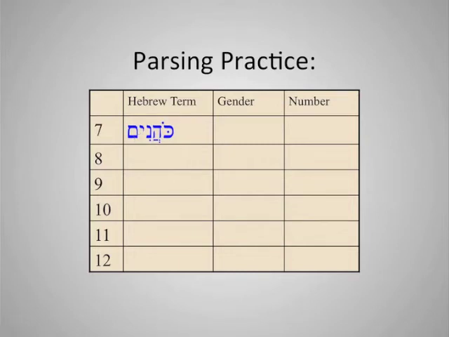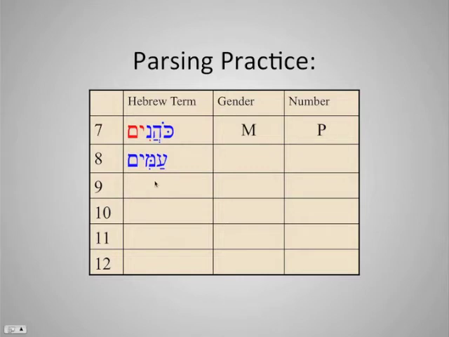And according to that chart we learned at the beginning of this session, the hirik yod mem is our masculine plural ending. So the hirik yod together is our masculine plural ending. Kohanim is translated as priests. Kohen is priest. Kohanim is priests, plural.